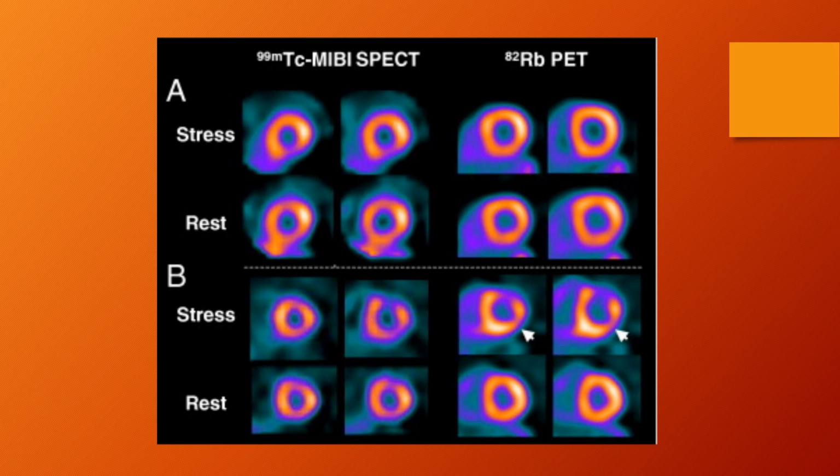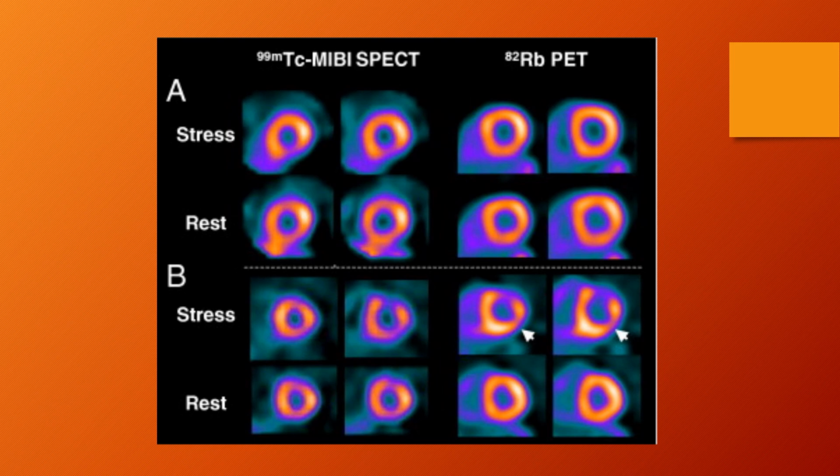And then with B, you have also very similar. Patient has a defect on the anterior wall, and it's kind of questionable in the inferior wall. But if you look at the PET images, you see it's much more pronounced, and that is because you have better spatial resolution.